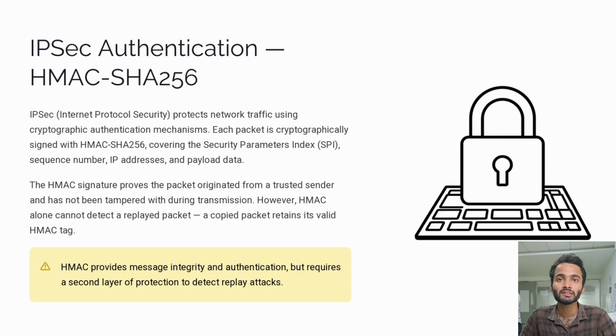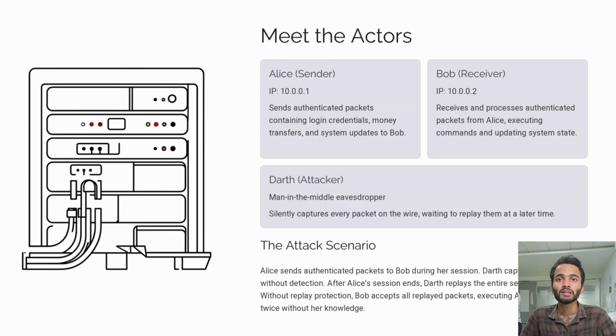In the next slide we can see the attack scenario. Here Alice is the sender, Bob is the receiver and Darth is the attacker. Darth silently copies Alice's packets while they travel through the network. Later he replays the same packets to Bob. Because the packets still have a valid HMAC signature, Bob may process them again. This can lead to repeated logins, duplicate transactions, and replay attacks.